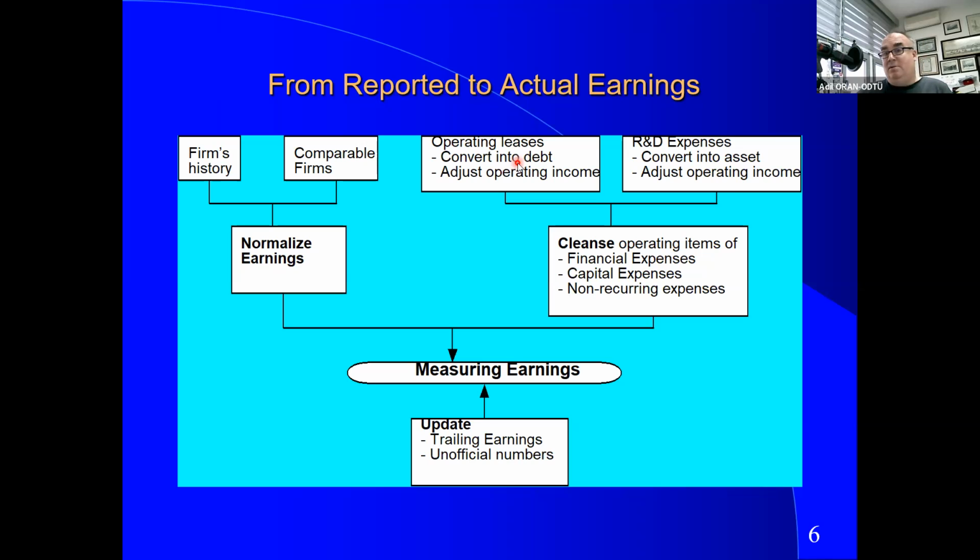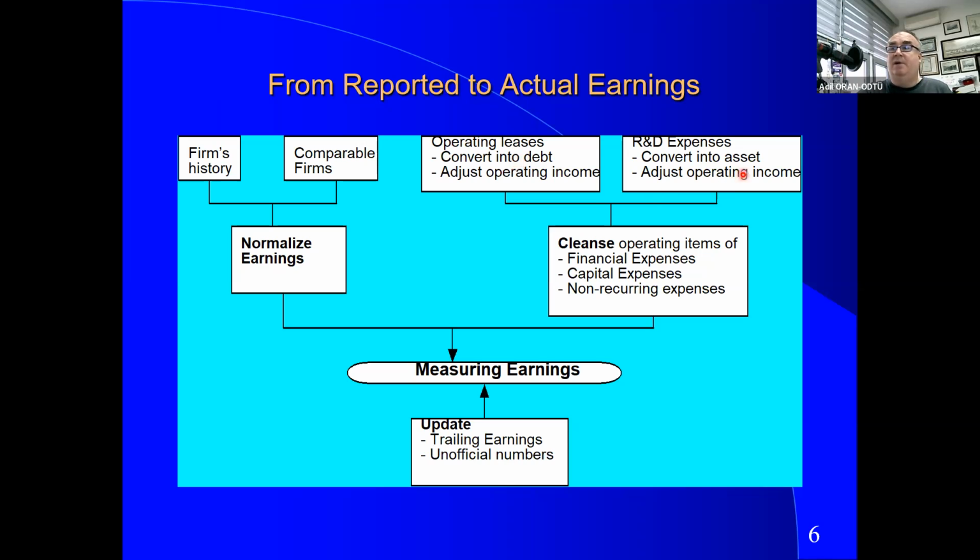So Damodaran correctly argues that if you have a lot of operating leases, it may be appropriate to convert these into debt and adjust the operating income for the payments made on these as well.